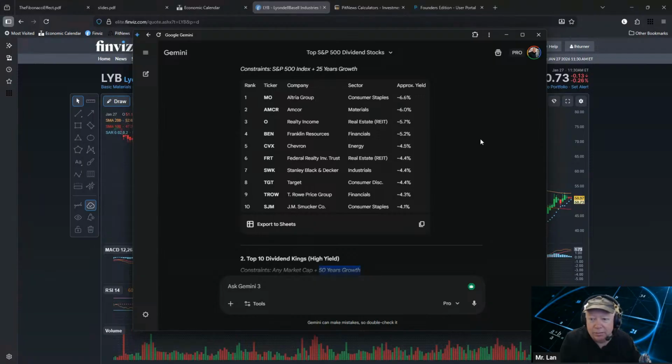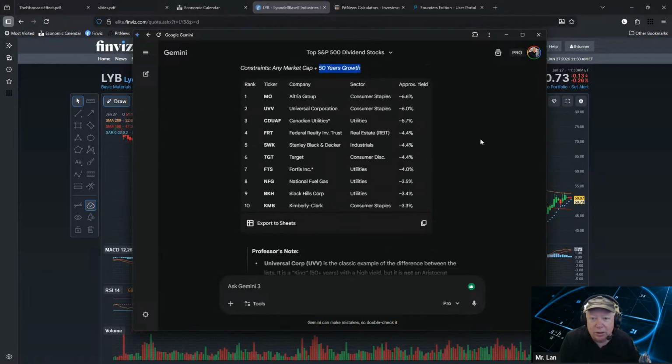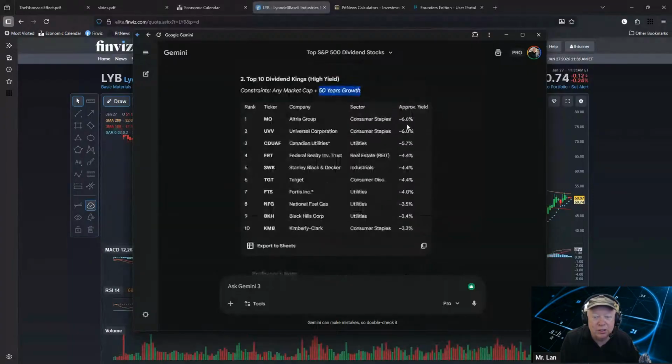All right. And here's the next one. This is the one they've raised their dividends over the last 50 years. Now look, Altria, MO, up to 6.6% after raising them over 50 years. Finally got up to about 6%. Okay, so you got a picture of that one?